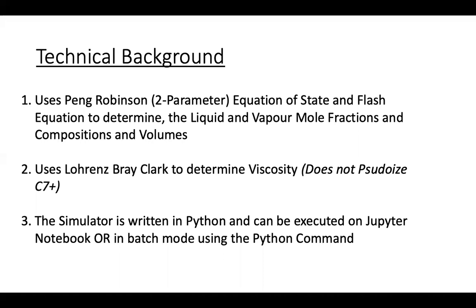For viscosity, I'm using the LBC correlation. If you go back to the original LBC correlation, it pseudoizes the C7 plus molecular weight and then uses that as a parameter. I haven't done that. That is half on purpose, as I just didn't feel that it would have an impact. In future versions, I'm also going to include the Pedersen equation. I'm working on that code.